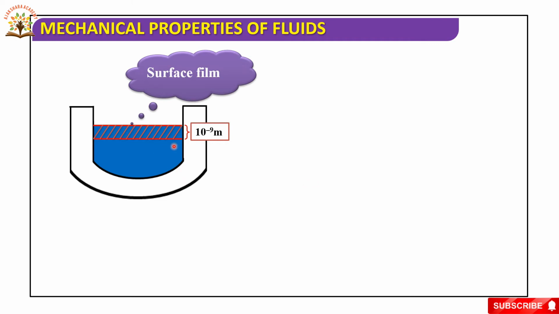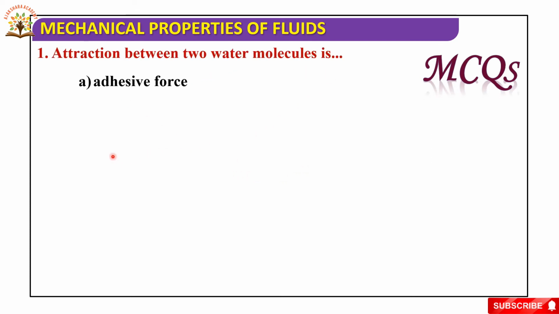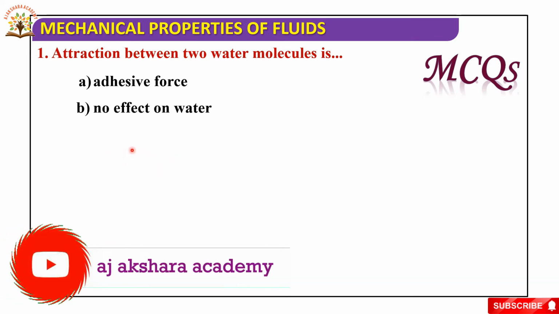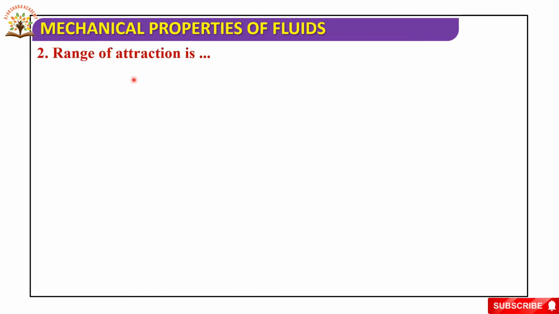Now, let us discuss MCQs. Attraction between two water molecules is, adhesive force, no effect on water, cohesive force, none of these. Attraction between two water molecules is cohesive force. Next, range of attraction is 10 to the power of minus 7 meters, 10 to the power of minus 9 meters, 10 to the power of minus 8 meters, or 10 to the power of minus 10 meters. Range of attraction is 10 to the power of minus 9 meters.